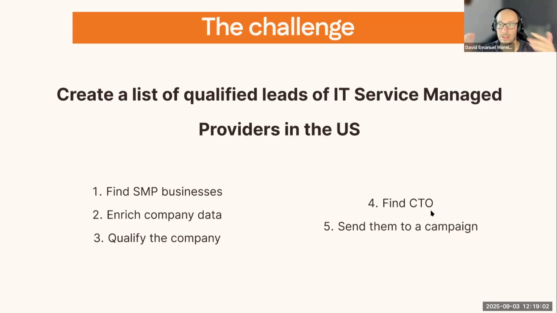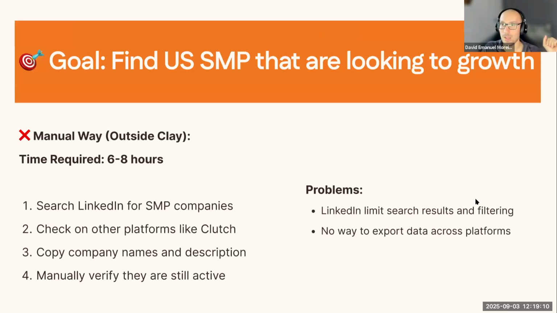Let's say we want to sell them any type of solution for the CDO of those types of companies, and send those leads into a campaign. So double clicking on that, the first action is to find US S&Ps that are looking to grow, because we want to sell them something that is related to being able to manage more clients, for instance.